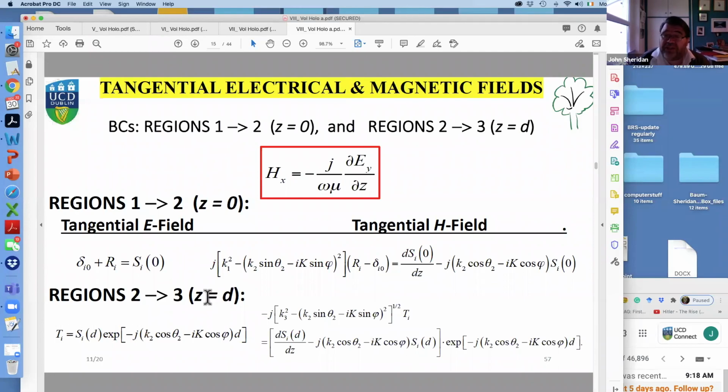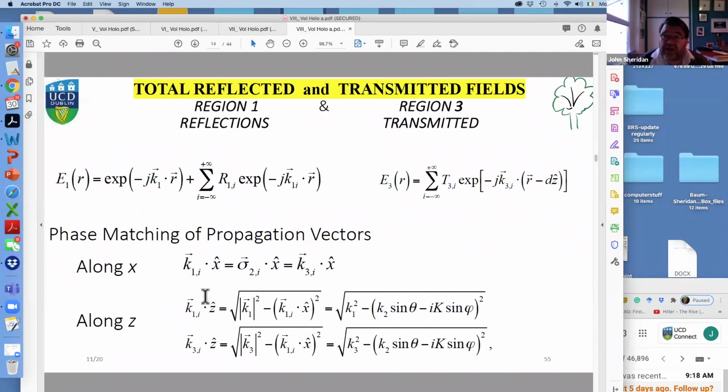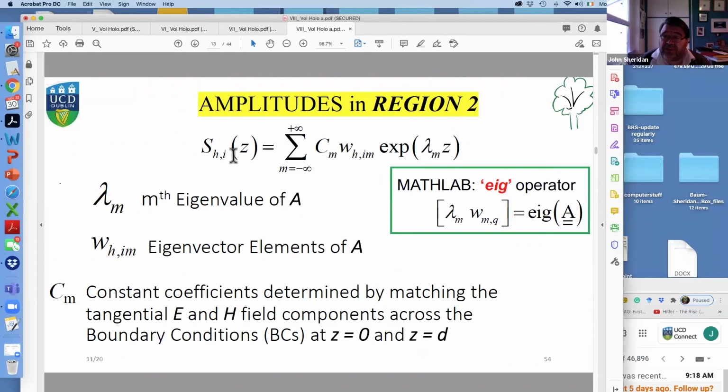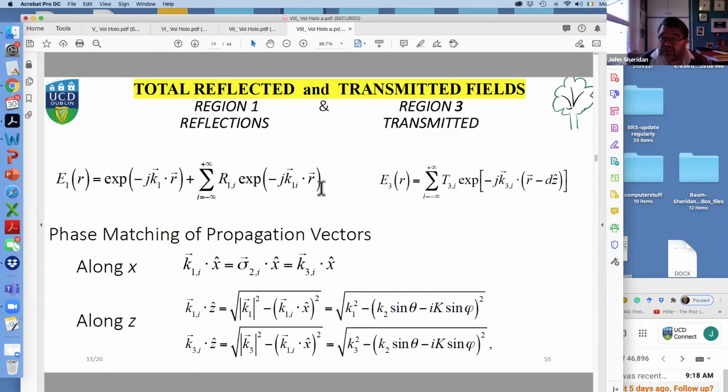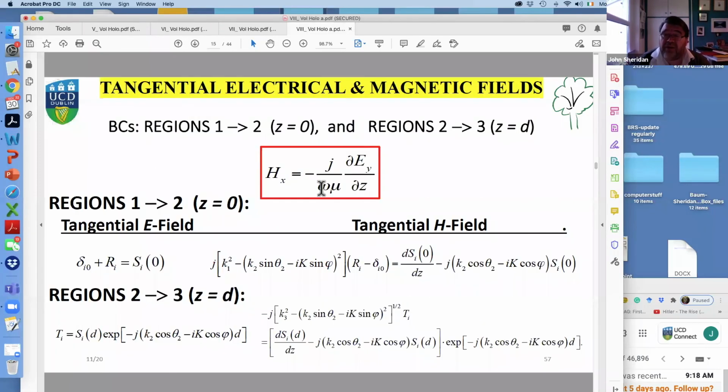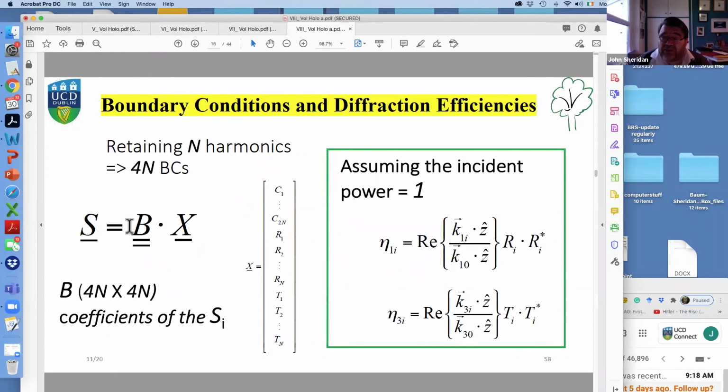So we have to solve. We come back up here, and we have expressions for the S field components in terms of the eigenvectors and eigenvalues. We don't know what the C's are. We also have this requirement for the angles at which these beams propagate. We have to match these tangential components from 1 to 2 and 3 to 4. And we can write this down as a matrix.